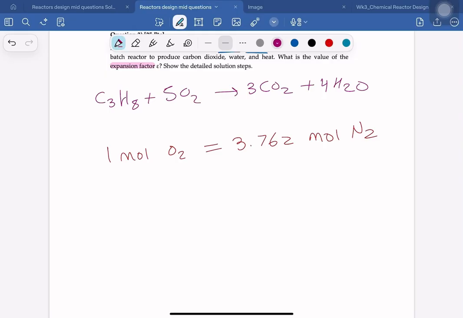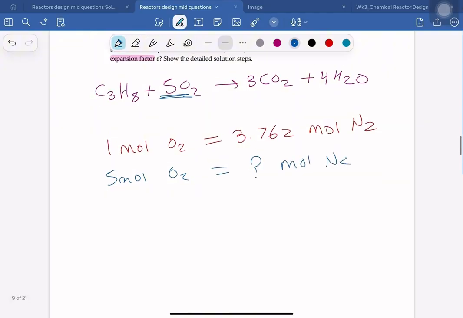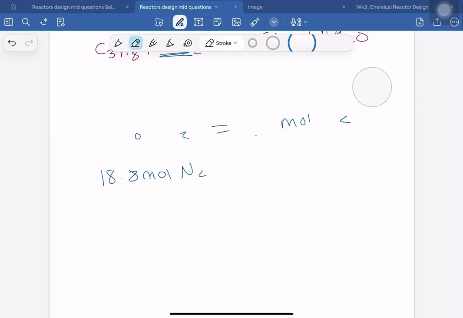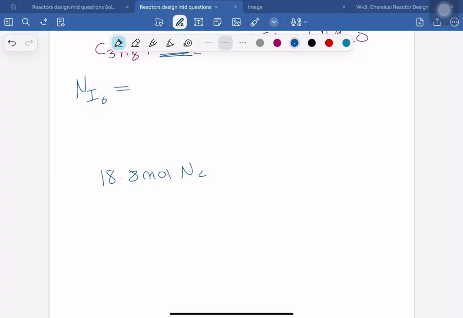زين فآخر شي وصلنا له أن عندنا 1 mole of O2 is equal to 3.762 moles of N2. نحن in this case عندنا 5 so 5 moles of O2 equals how many moles of N2. بنسوي cross multiplication وبنوصل أن عندنا 18.8 moles of N2 per mole of O2. هال 18.8 in our case is the number of moles of the inert and the number of moles of the inert initially is equal to the number of moles of the inert at the end which is this number right here.